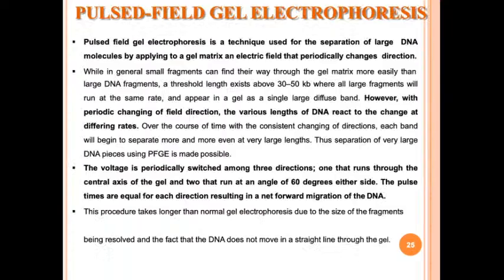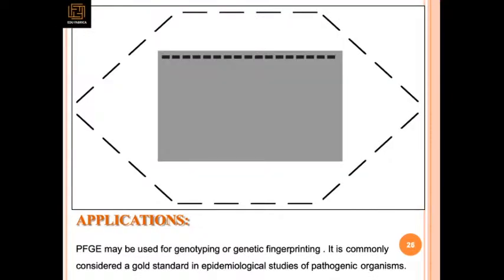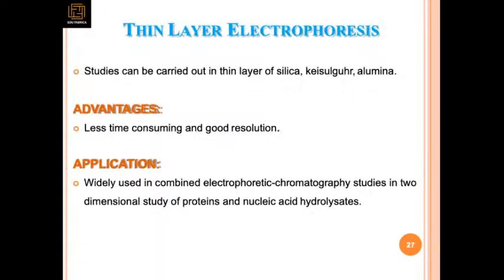Applications of PFGE are mainly for genotyping or genetic fingerprinting, and it's considered to be the gold standard in epidemiological studies of pathogenic organisms. Then comes thin layer electrophoresis. It's done with a thin layer of silica or alumina. Advantages are less time consuming and good resolution. Applications are widely used in combined electrophoretic chromatography studies, in two-dimensional studies of proteins and nucleic acid hydrolysates.